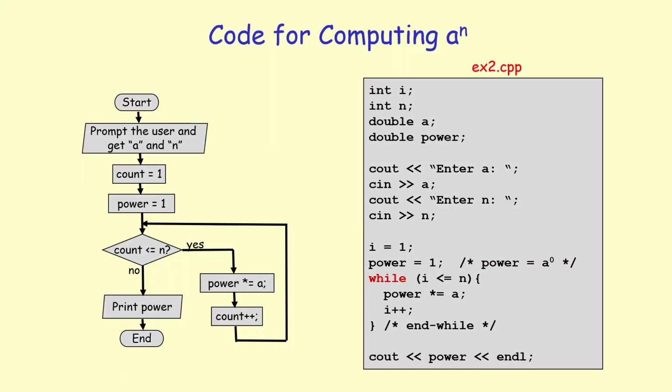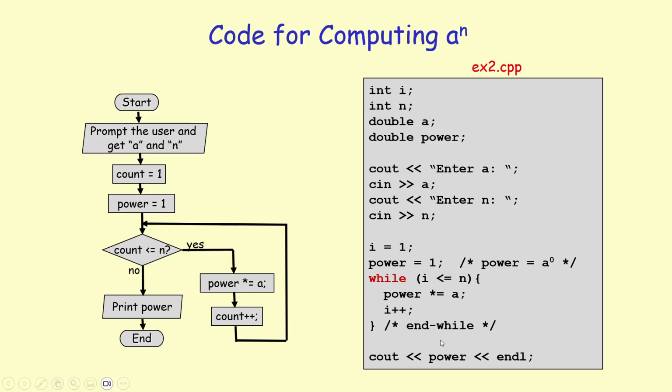So here is the actual C++ program that computes a to the n. We prompt the user to get a and n at the beginning. So you can see we get a and n. A is a floating point number, and n is an integer. Then we initialize our loop counter variable i to 1, and running power to 1, which indicates it is initialized to a to the 0 to start with. Any a to the 0, regardless of what a is, is equal to 1.